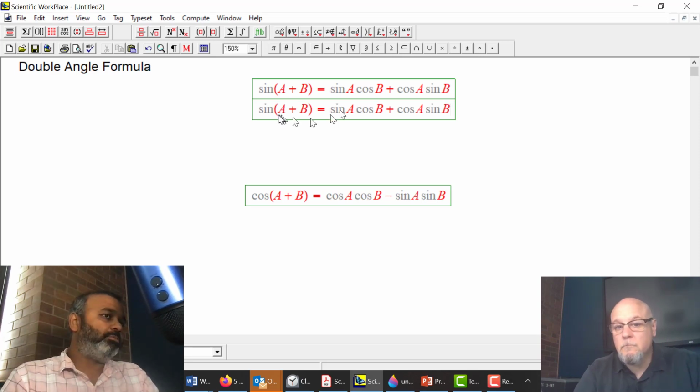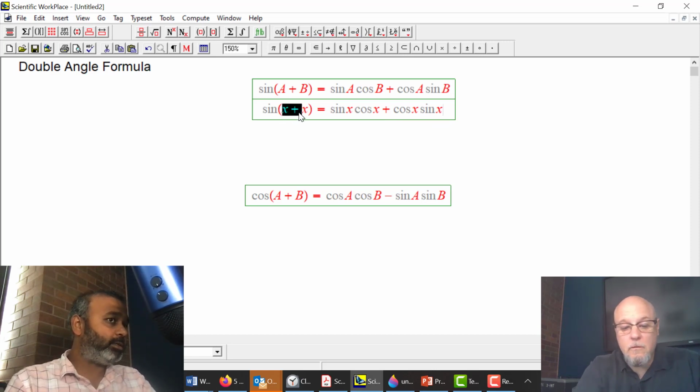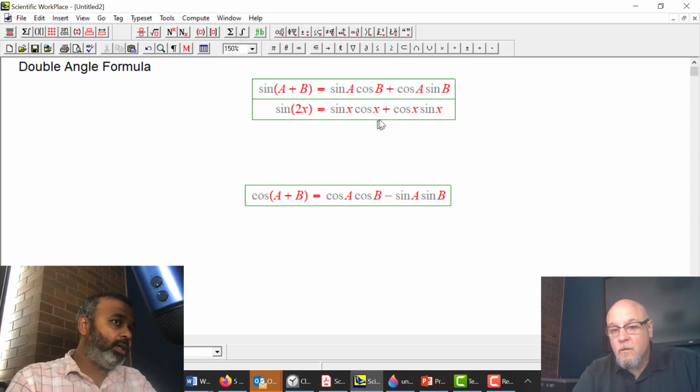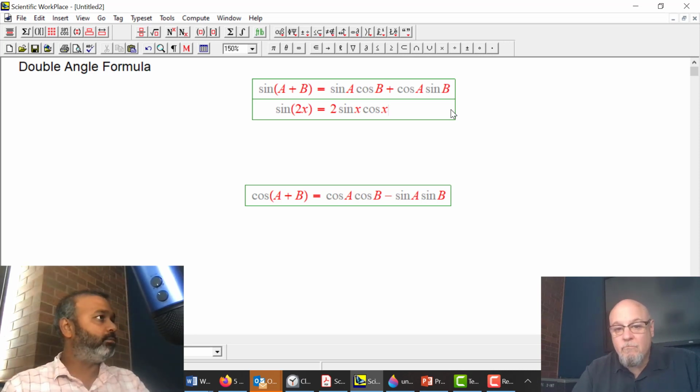what if I take a equal to x and b equal to x? So I'm making all the variables equal to x. Now the left side becomes sine of 2x, x plus x. The right side becomes sine x cosine x plus cosine x sine x, which are the same terms. So that becomes 2 times sine x cosine x. And actually, you're done now. That's a double angle formula for sine.